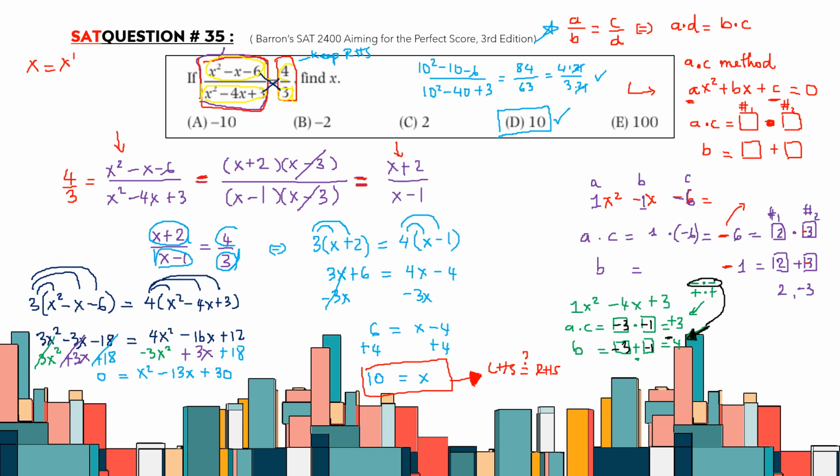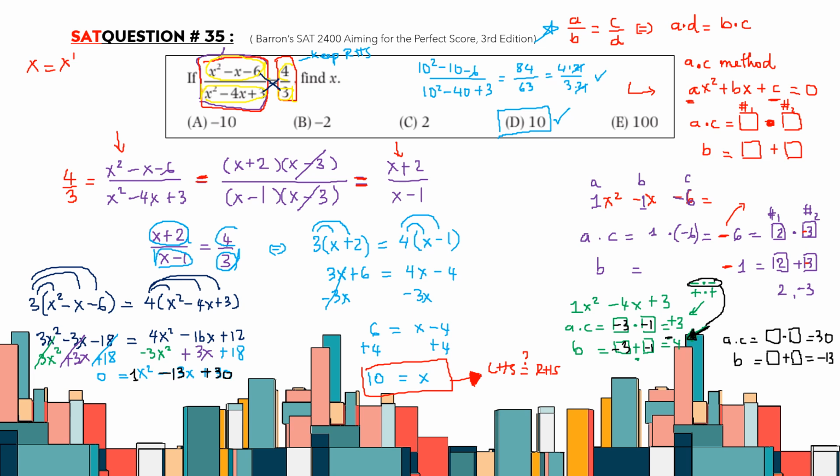Okay, so until this step, we still have to do the AC method, right? So let's write it somewhere here. We have A equals 1, B equals negative 13, C equals positive 30. See that? So AC method, A times C, that is 30. We need two numbers that multiply to 30, and that add up to B, negative 13.